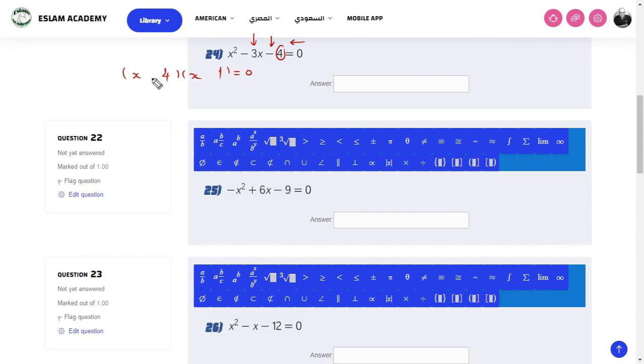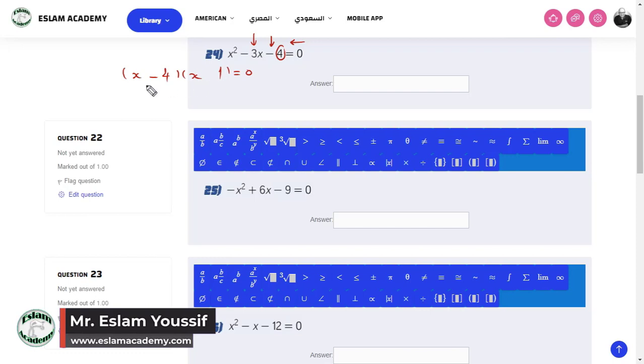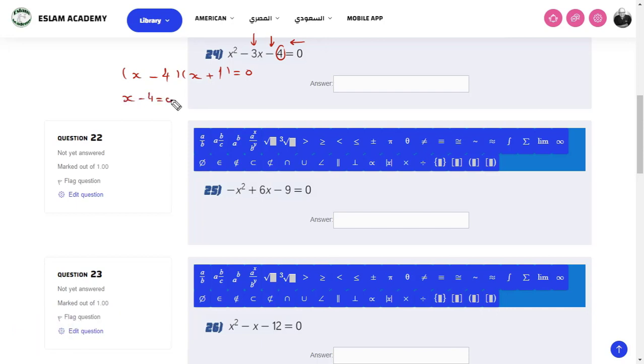The sign of the middle term is the sign of the greater number. Since 4 is negative, it means the two numbers have different signs. The first one is negative and the second is positive. Now we have x minus 4 equals 0, or x plus 1 equals 0. Then x equals 4, and x equals -1. So the solutions are 4 and -1.